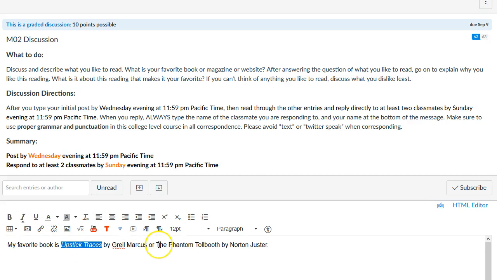Pressing that makes the phrase in italics, in the same way that pressing that makes the phrase in italics. Now I've got a format that my reader expects to see. I've demonstrated that I'm a member of our little community by using the same kind of format that the reader would be using. And I've indicated that these two things, Lipstick Traces and The Phantom Tollbooth, are in fact titles. They're books, so my reader knows a little bit more easily how to think about them.